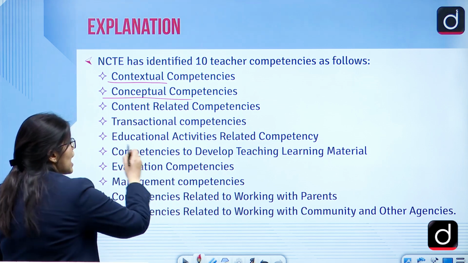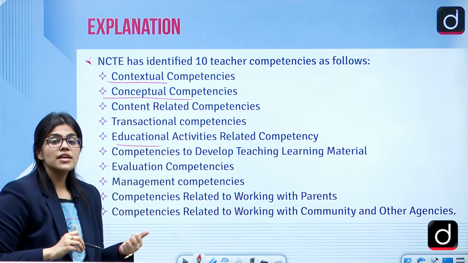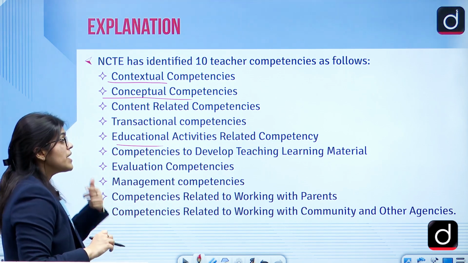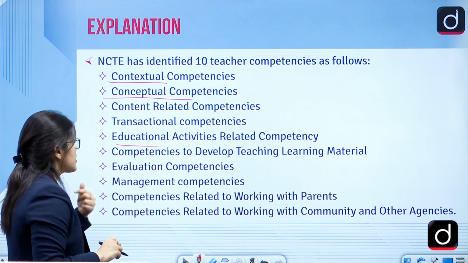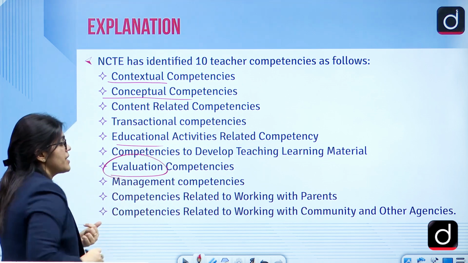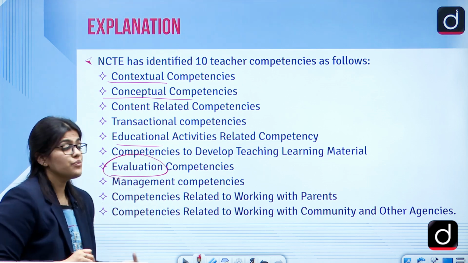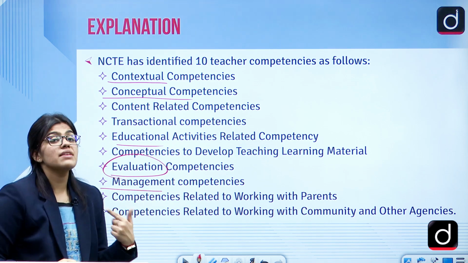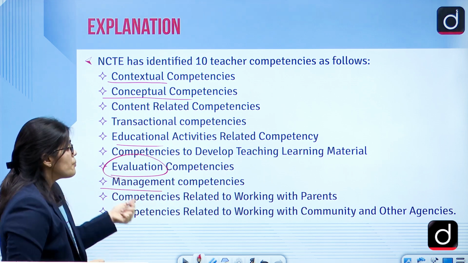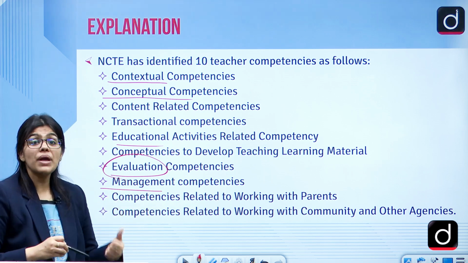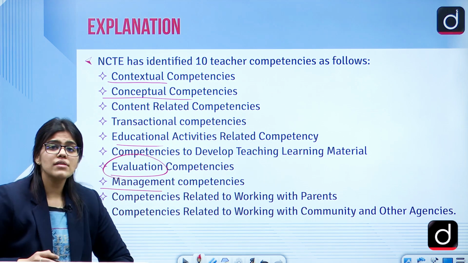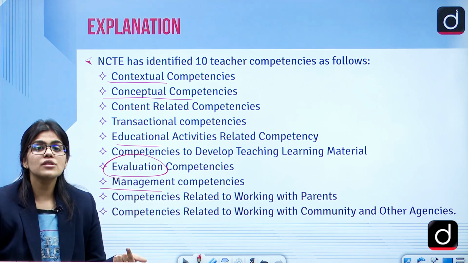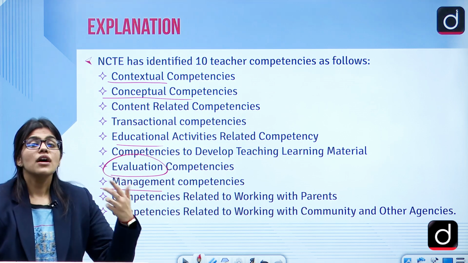Then educational activities related competencies. She should know what activities to use. Then there should be good teaching learning material that she makes. Evaluation competencies: she should be good at evaluating. And then management. Management of the students is also very important. Then there are competencies related to working with the parents. She should know when to call the parents and how to do it, and if they want to complain about a student, that should also be done in a good manner.